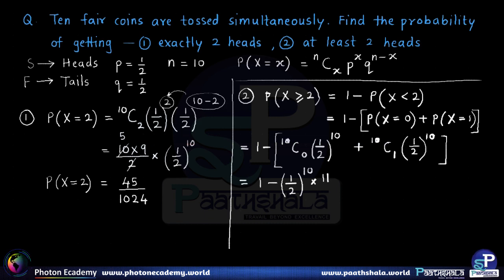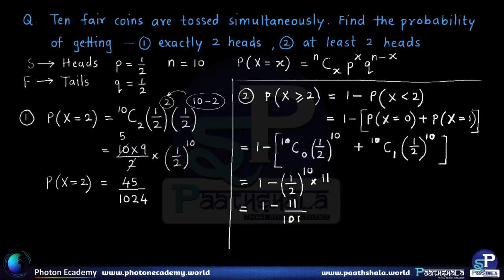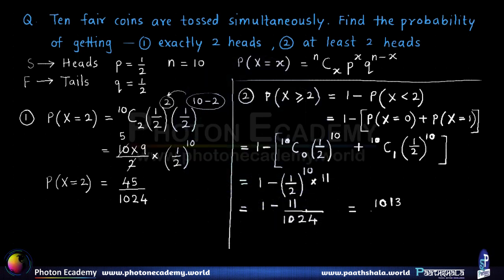So finally, simplifying this, we have 1 minus 11 whole divided by 2 raised to 10, which is 1024. Now on cross multiplication we get 1024 minus 11, which turns out to be 1013, whole divided by 1024. So this is the final answer.